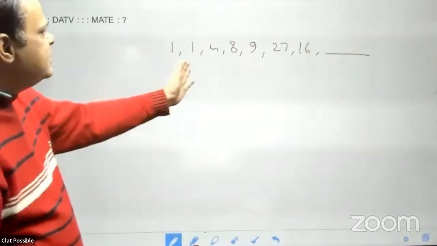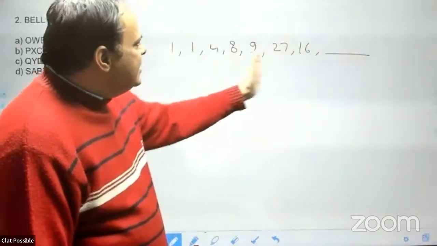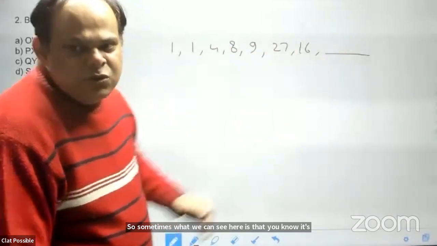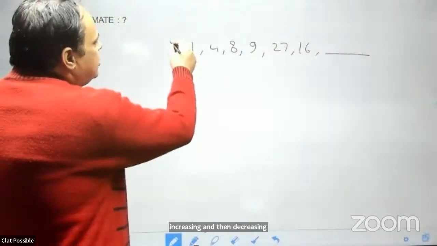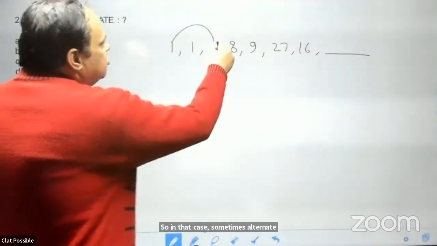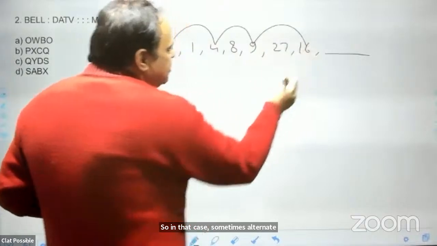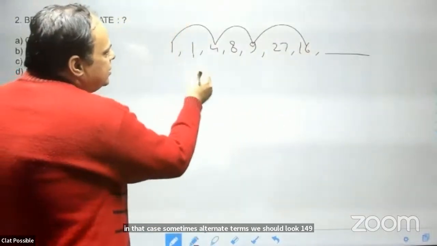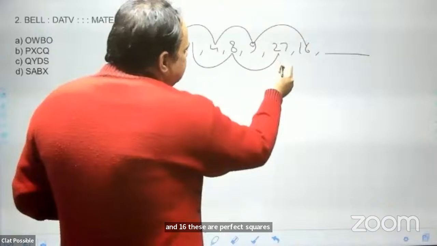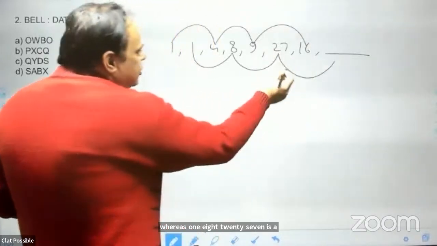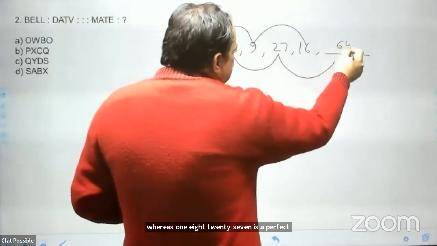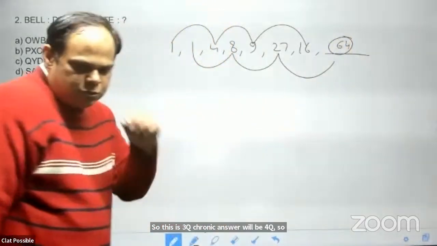So sometimes what we can see here is that it's increasing and then decreasing. In that case, sometimes we should look at alternate terms: 1, 4, 9, and 16. These are perfect squares, whereas 1, 8, 27 are perfect cubes. So this is 3 cubed. So the next answer will be 4 cubed. So the answer will be 64.